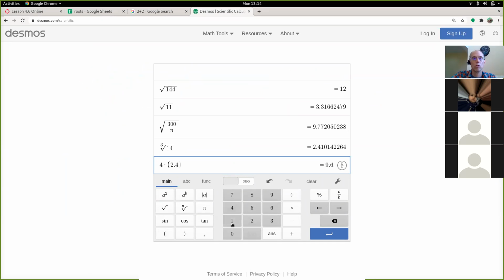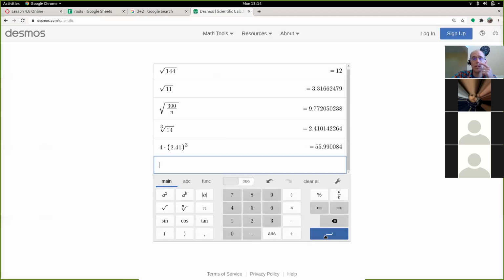So what is 4 times parentheses 2.41 close parentheses? Here I want the power button, which looks like an A to a B. Sometimes it's an X to a Y or a Y to an X, but whatever thing can give you a custom power, and I just put a 3 there. Hit enter, I get 55.99, which is pretty darn close to 56. So because I rounded this number here, I get a rounded result over there, almost 56.